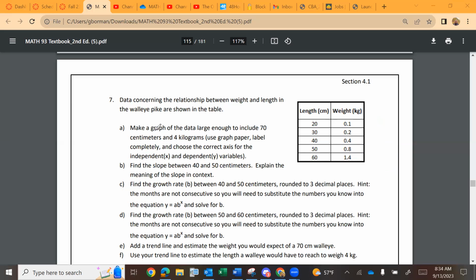So what do we got here? Make a graph of the data large enough to include 70 centimeters on the x and 4 kilograms on the y. All righty then. So let's get into that.